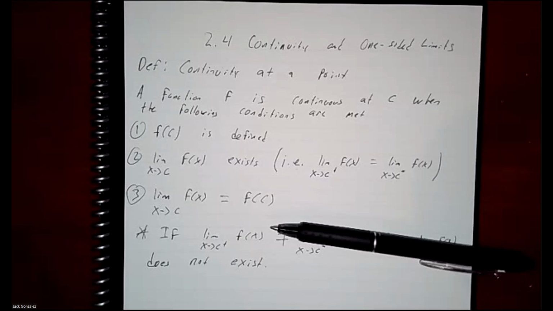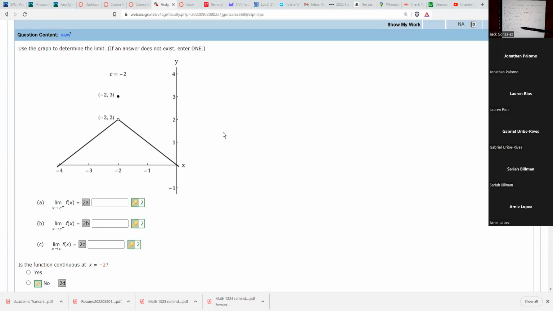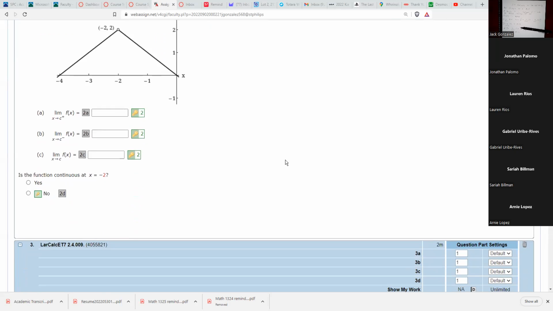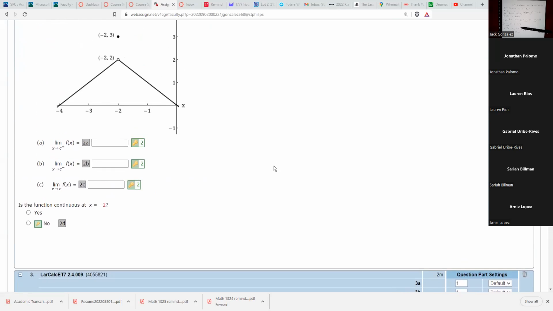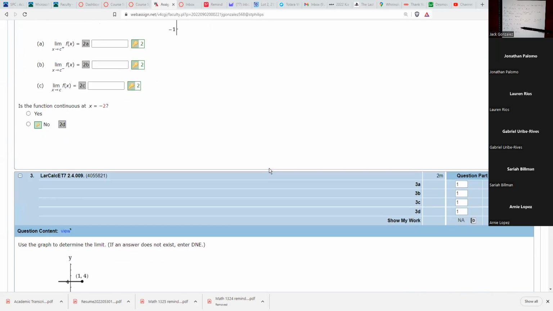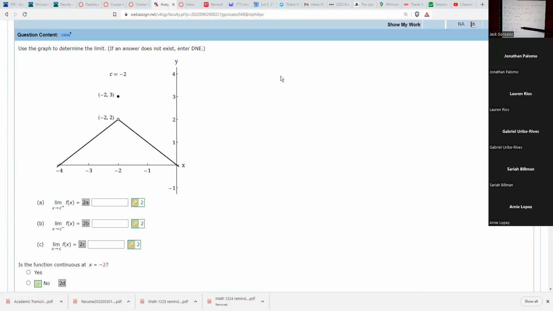Does everyone see why it fails condition 3? You let me know, because this is the time to ask questions. If something is weird or doesn't make sense to you, just let me know. That's what you're here for. Okay, I'll move on to number 2 then if you don't have a question. Oh, let me see, Arnie.